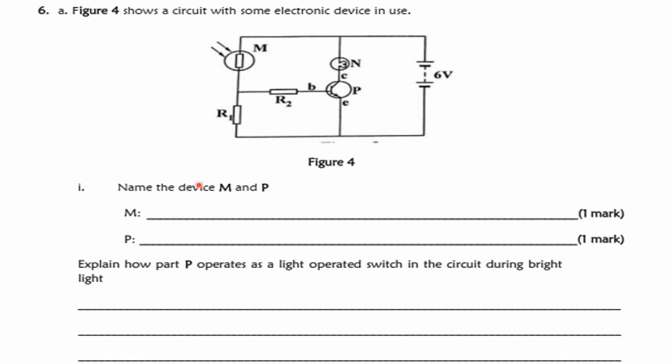So we are asked to name the devices M and P. M is basically, we recall, the light dependent resistor, and P is a device called the transistor.